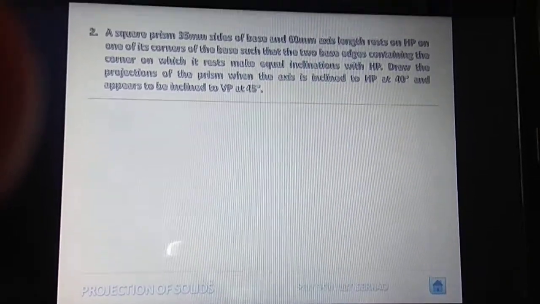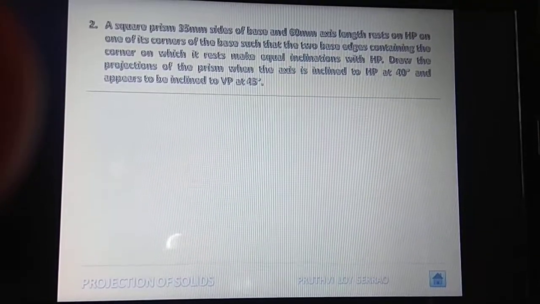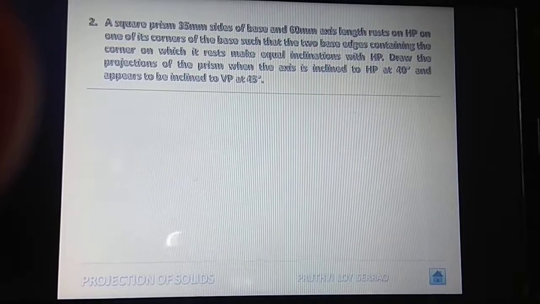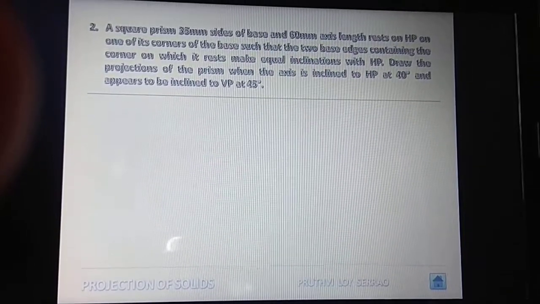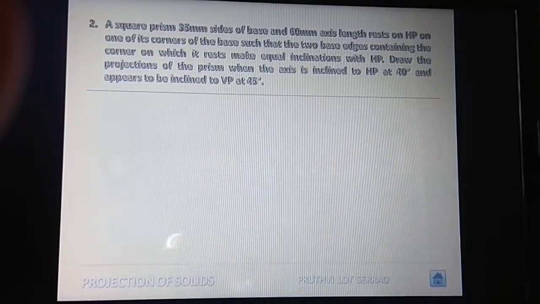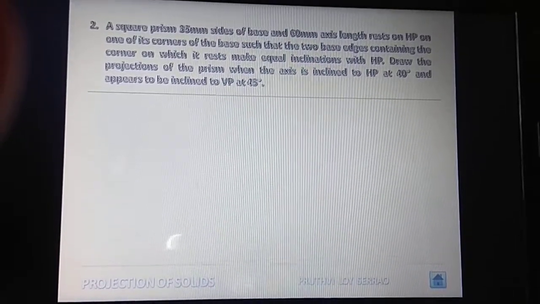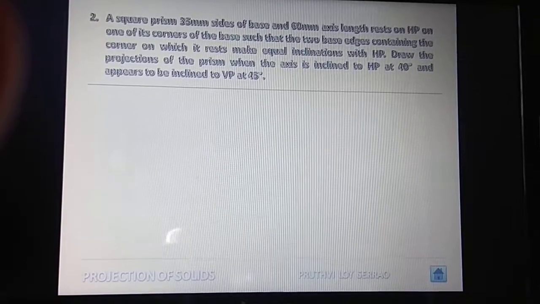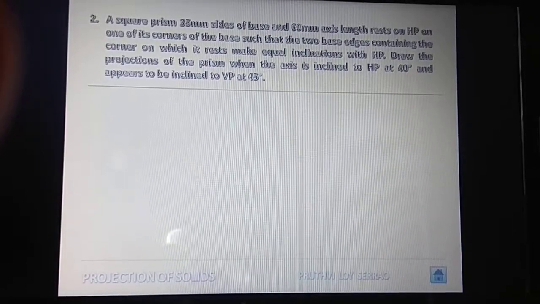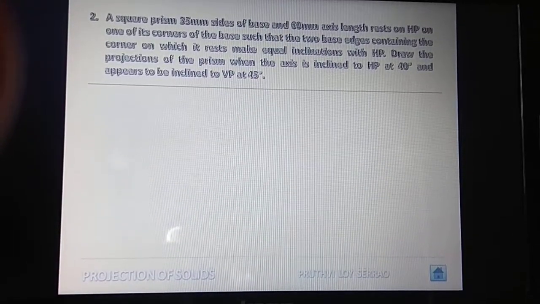Today I am going to explain the projection of solids on square prism. In the previous lecture I explained the square prism resting on HP on one of its edge. So today I am going to explain the square prism resting on HP on one of its corner equally inclined to HP.